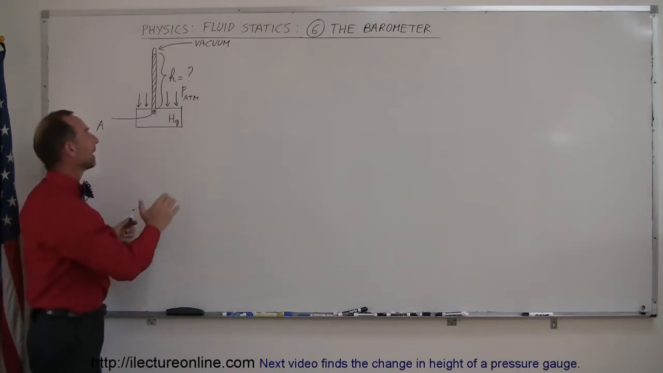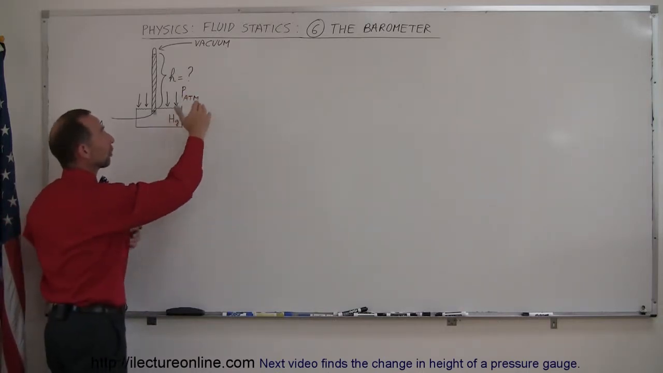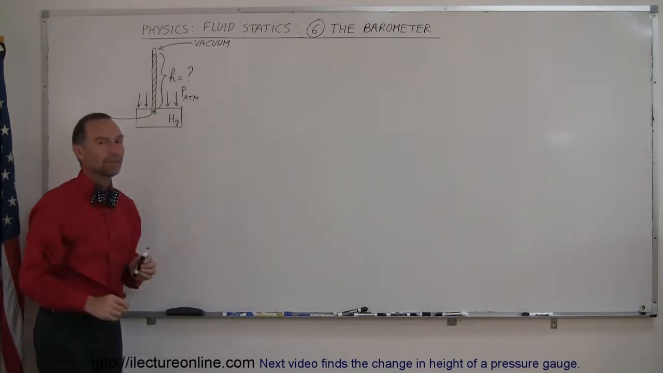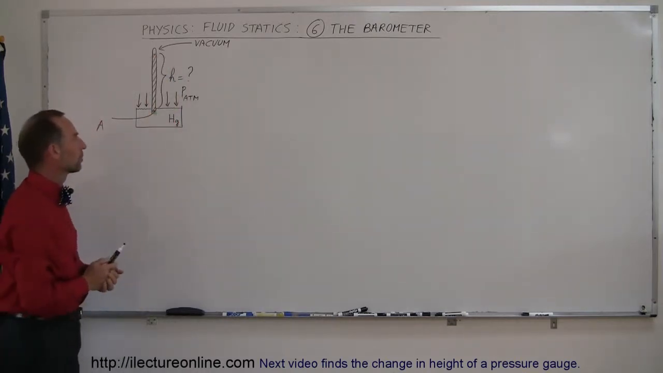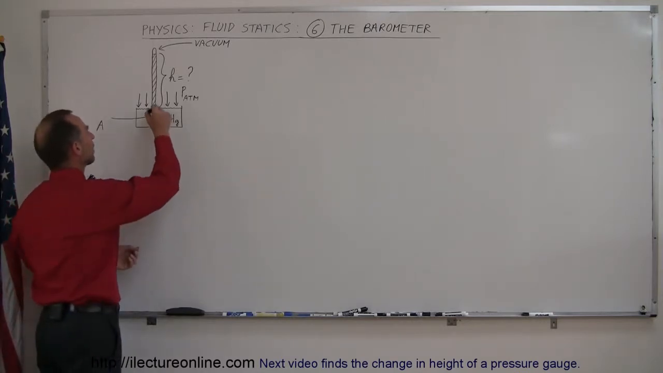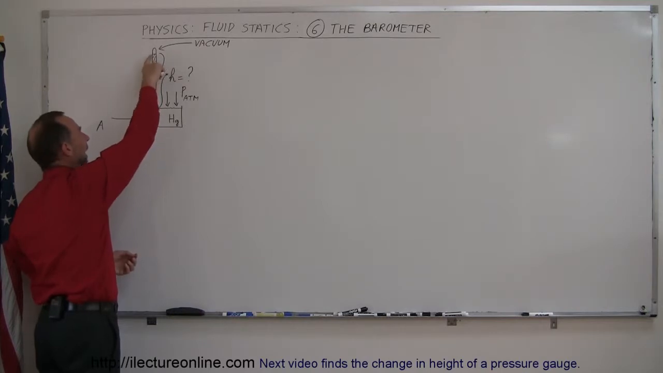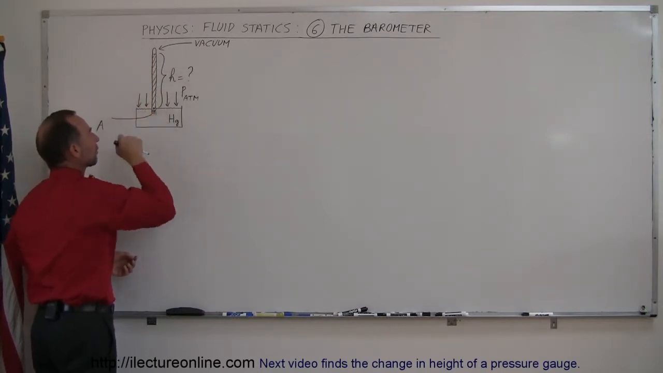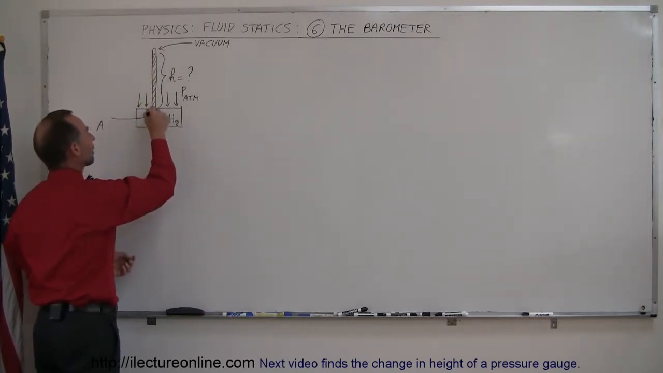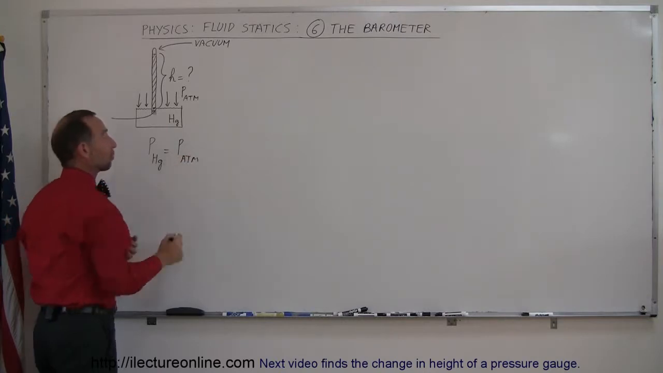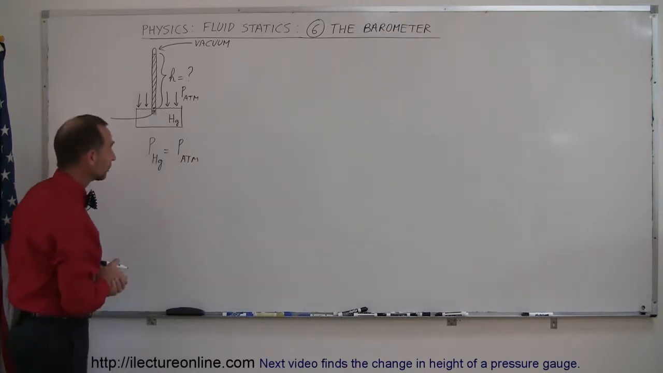And it turns out that the atmospheric pressure, which is what you're trying to measure, can be determined by the height of this column. And let's see how that works. So what we can say here is at this point right there, that the pressure caused by the height of the mercury equals the pressure of the atmosphere. So at this location right there, we can say that the pressure due to the mercury is equal to the pressure due to the atmosphere. And that's, after all, what we're trying to measure.